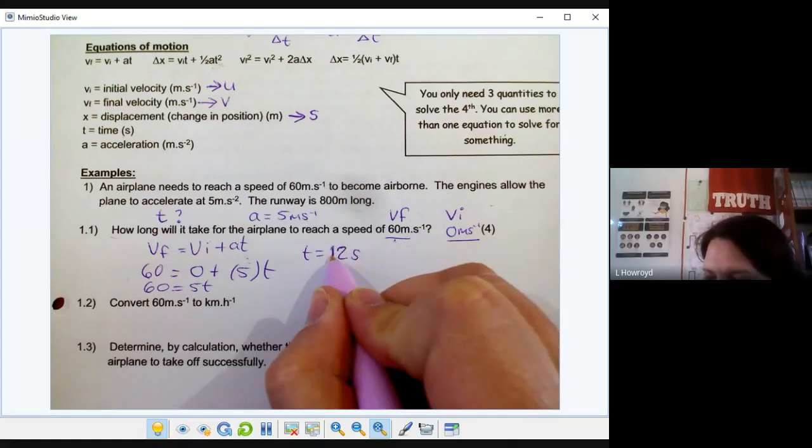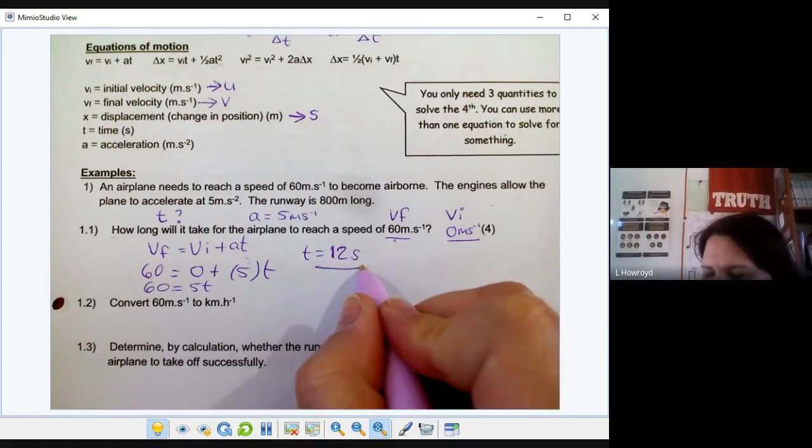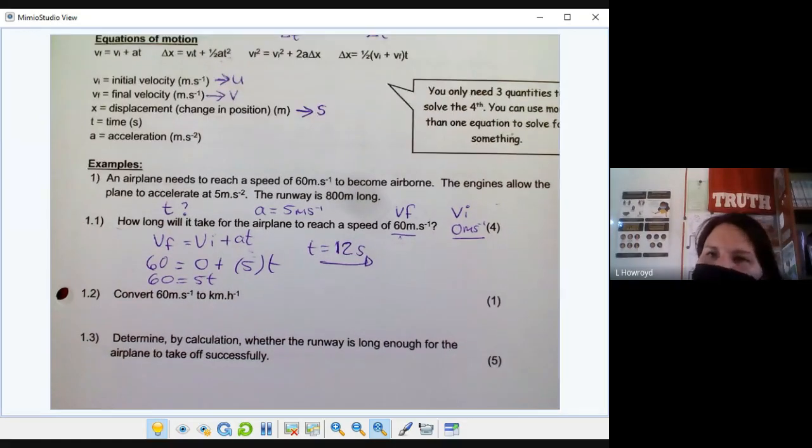Okay, so we've got 12 seconds, and there it is. It took the plane 12 seconds to reach the 60 meters per second. It's not too bad, hey? And it doesn't really get any more difficult than this with equations of motion. The only tricky thing that's coming up are the graphs. But I promise you, girls, please just listen to me and you'll be fine. I swear you will. But you just have to listen.